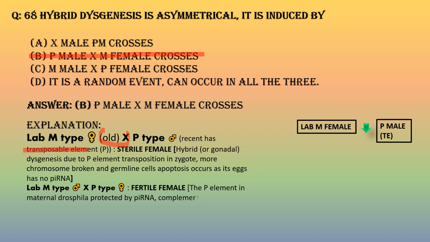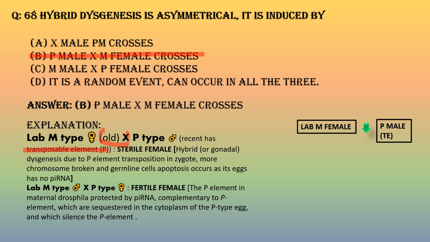What is a transposable element? It is a jumping gene. What work does it do? It just randomly jumps into any other gene and then it will change or stop the particular gene function. So what does it produce? It produces sterile females. Sterile means what? Gonadal dysgenesis may occur so that the female is sterile. How come? The zygote will have chromosomal breakage and germline cell apoptosis so that the F1 is infertile. So why does it become infertile?